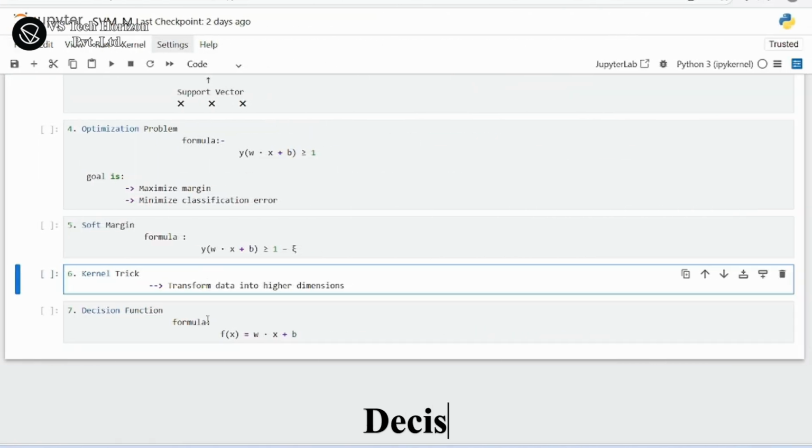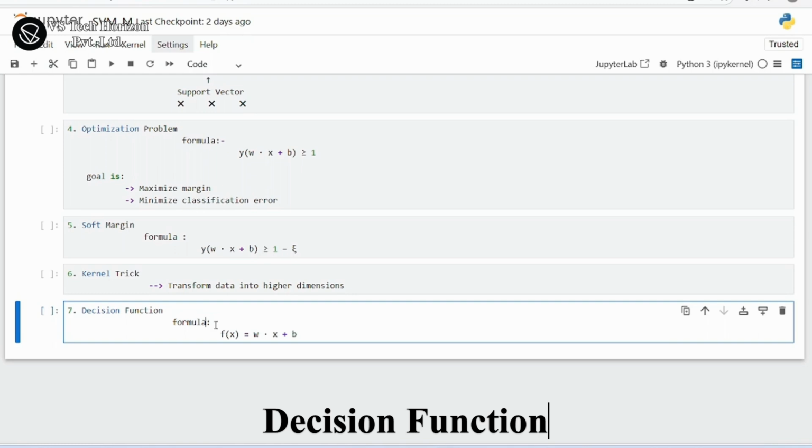Next is decision function. So this is the final decision function, that is f of x is equal to w dot x plus b. It is used to predict the class of new data. Suppose if f of x is greater than or equal to 0, then this is class plus 1, and if f of x is less than 0, then this is class minus 1. So it decides on which side of the hyperplane the point lies. So these are all the SVM mathematical functions.